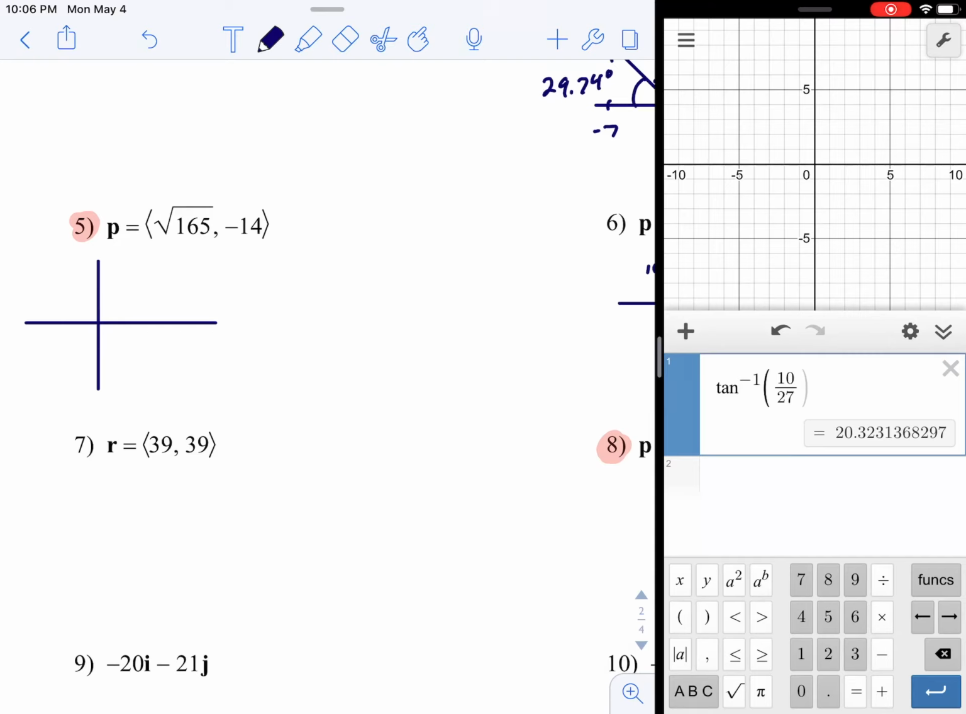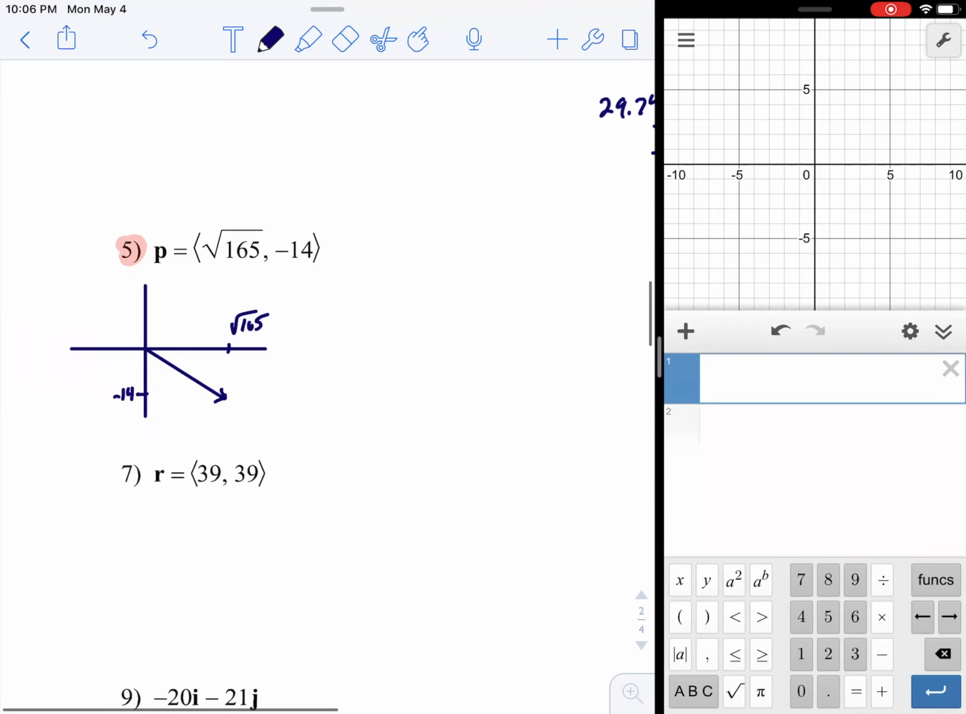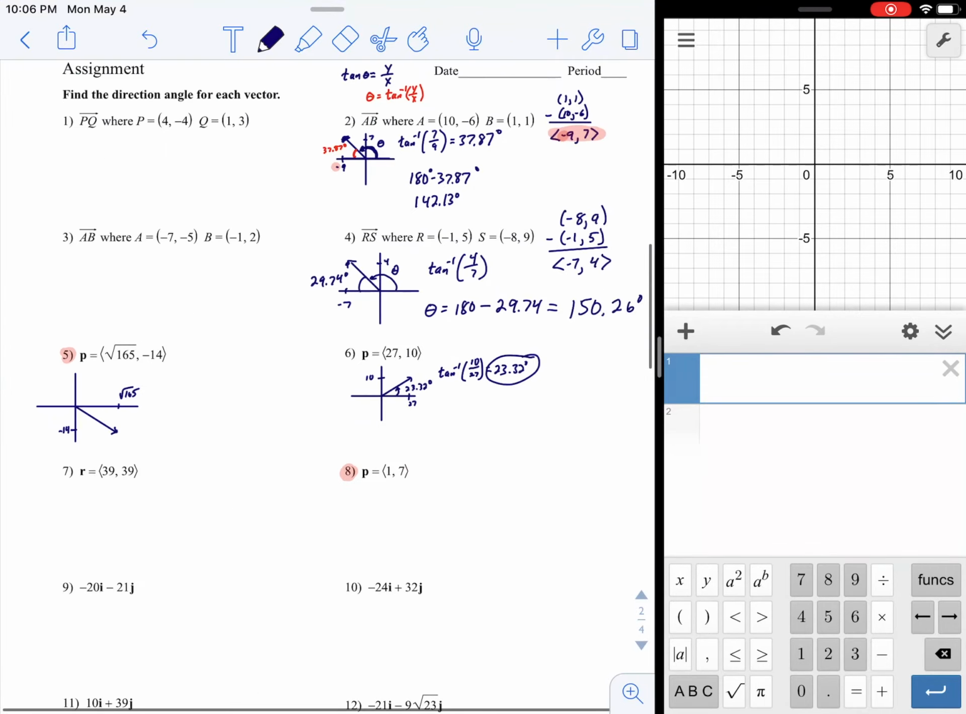You might ask yourself, how do I do that? I don't know what radical 165 is. Yeah, you could type it into a calculator, but you don't have to. It's a positive number, so my x value is a positive number. I'm not drawing this to scale anyway, so I just know it's going to be over there. The y coordinate, negative 14, down here. So my vector is going to be in this quadrant. And I think this is the only example in that quadrant.